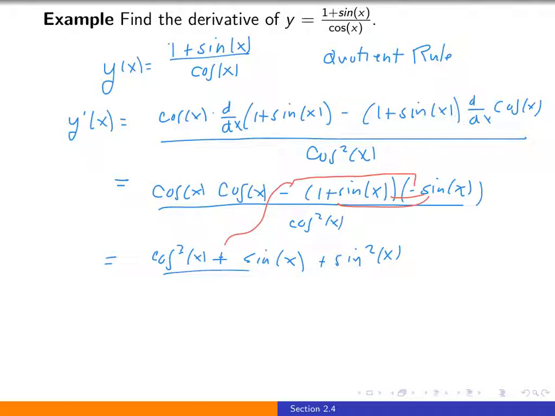And this is all over cosine squared x. So this would certainly be a formula representing the desired derivative, but whenever we can do a quick simplification, we certainly should. And in the top we have cosine squared plus sine squared. By the Pythagorean identity, that's 1. So the numerator simplifies nicely to 1 plus sine x, and this is all over cosine squared of x.